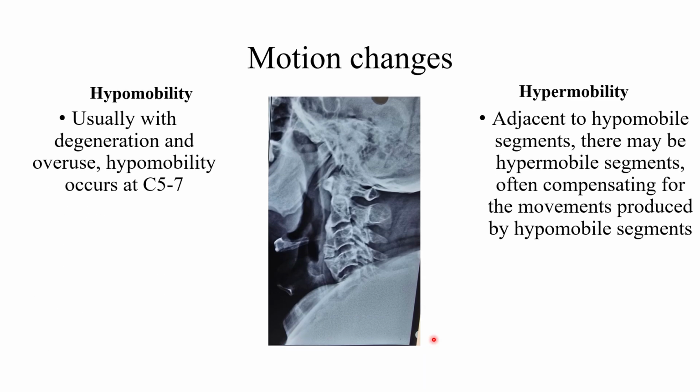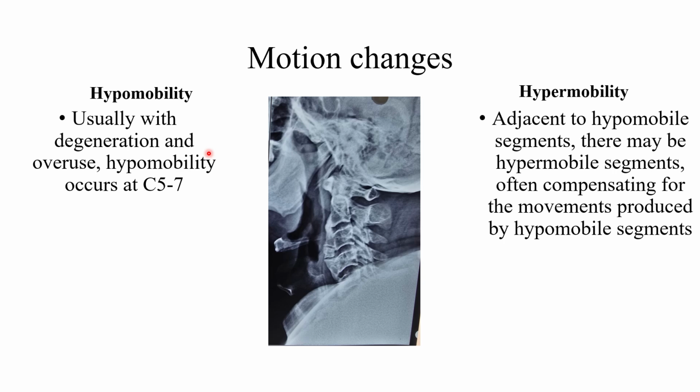Let us look at the first point, which is motion changes. Now, if you look at this X-ray, you can see all these degenerative changes that are occurring. There are a lot of osteophytes that are formed. The square shape of the vertebrae is lost. So what happens is, wherever there is degeneration or reduced disc space, automatically there is hypomobility that might occur here.